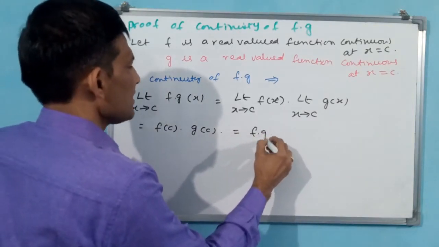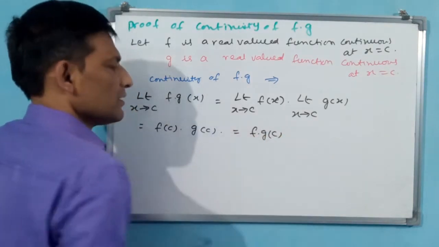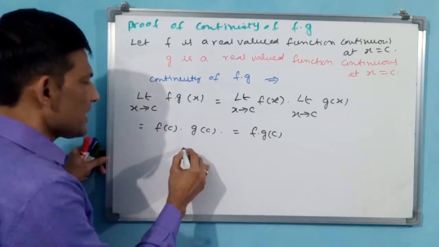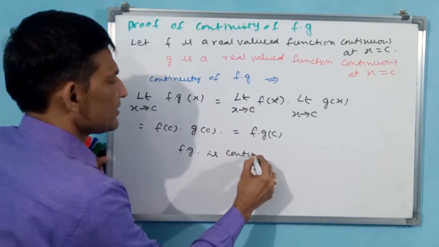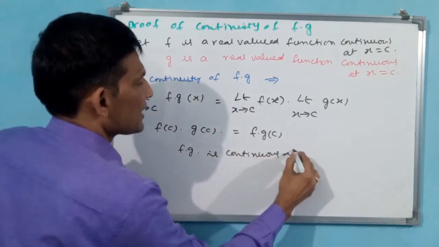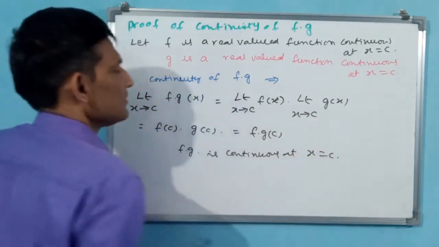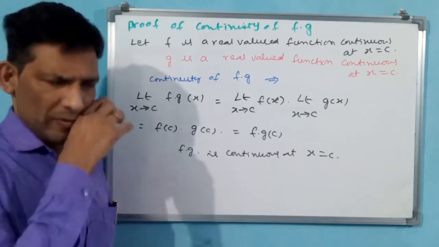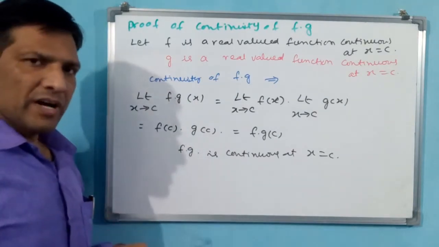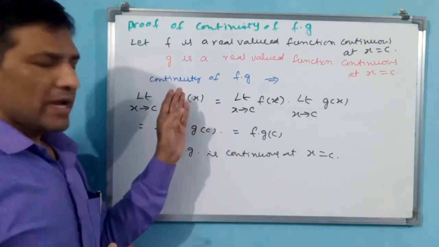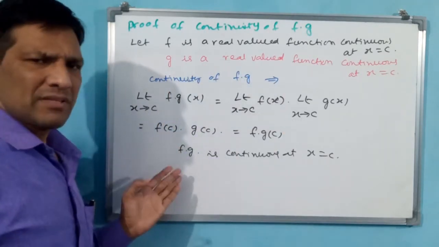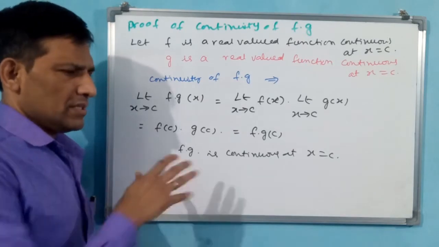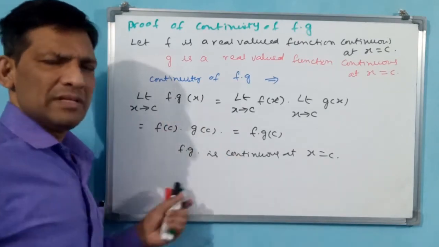Again you can write this as fg of c. Is it correct? Correct. Then you can write fg is continuous at x is equal to c. That's all. Over. This is the proof. See, if they ask you to prove, this is the proof, but this is not that easily understandable or enjoyable.